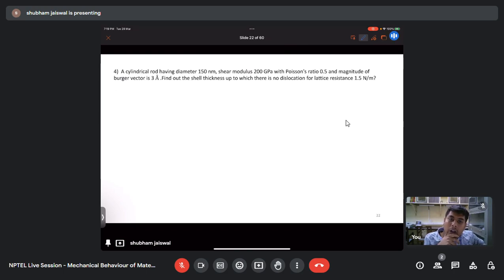A cylindrical rod having diameter 150 nanometer and shear modulus 200 GPa with a Poisson's ratio of 0.5 and magnitude of Burgers vector 3 angstrom. Find out the shell thickness up to which there is no dislocation for lattice resistance of 1.5 Newton per meter. So you need to find out at what thickness t there will be no dislocations present in the material, or it is dislocation free. A similar type of problem sir has covered in the weekly content. The same problem, nothing changed, not a single thing. You can find out the thickness. Please try to solve it.